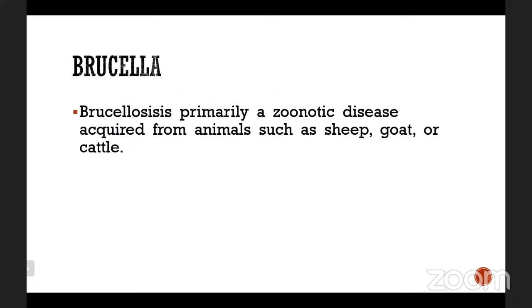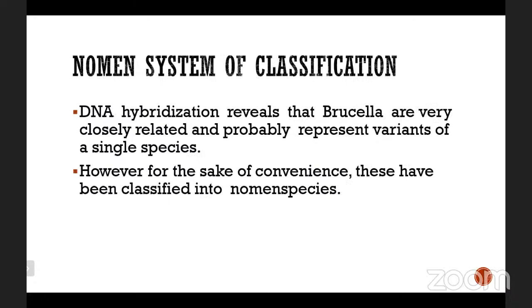Next one is Brucella. Brucellosis is the disease caused by Brucella. Mostly it will spread by zoonotic spread. It occurs from animals such as sheep, goat or cattle. Nomenspecies classification of Brucella: DNA hybridization reveals that Brucella are very closely related, probably representing variants of a single species.